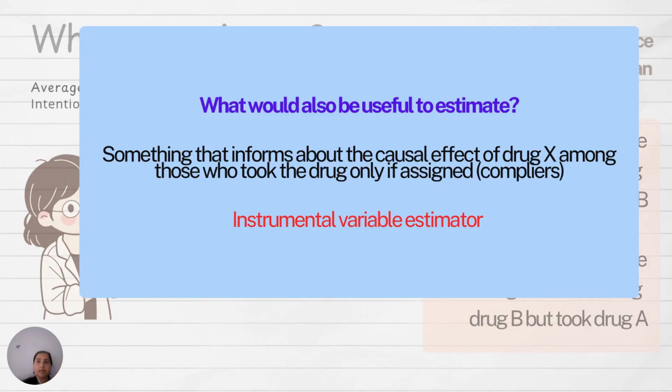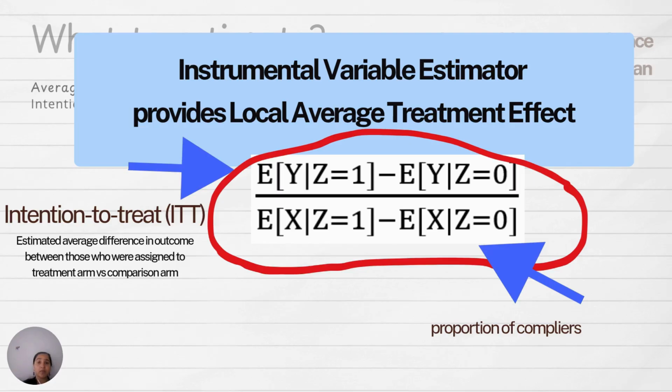So now let's go back to the question that we had earlier. What would also be useful to estimate? And we said that the instrumental variable estimator would be useful to estimate. So how do we calculate the instrumental variable estimator? An instrumental variable estimator is the ratio of the average causal effect of assignment to the proportion of compliers.